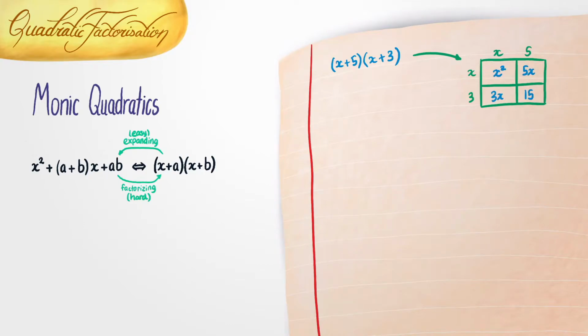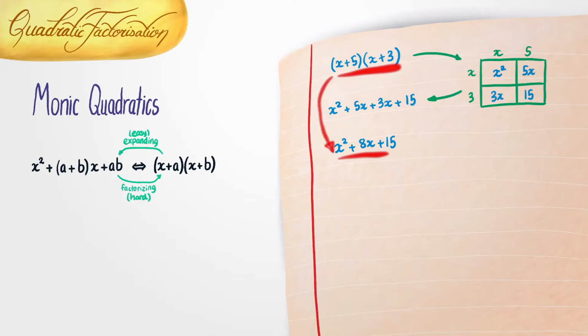And then I just add up all of these areas. And now the next step is where all of the trouble occurs. I want you to notice that we're going to add 5x plus 3x to make 8x. So the result would just be x squared plus 8x plus 15. Okay, so as we said, going from this expression over here to this one down here, we call expanding. And if you wanted to go in the opposite order, we'd call that factorizing.